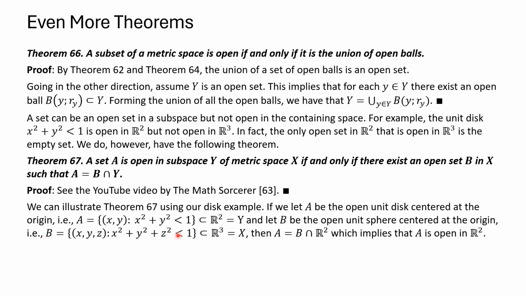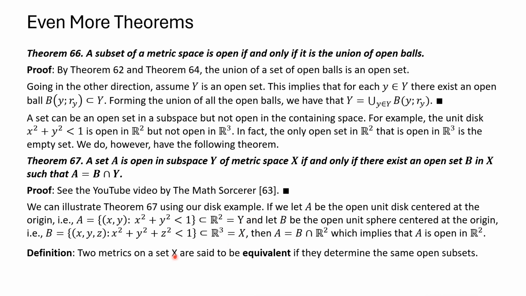You can picture the open sphere at the origin, and cutting through it in the XY plane, there's this disk. So if you take the intersection of this sphere with R2, then what's left is just the disk, which implies A is open. So not very interesting. We kind of knew A was open already, but this theorem holds in general. I don't think I used it later on to prove anything, but I'll put it here just for completeness.